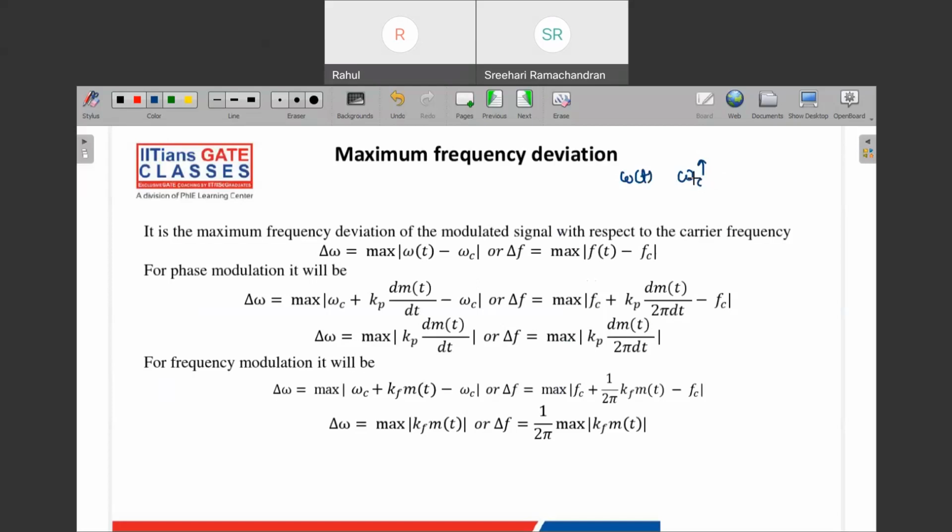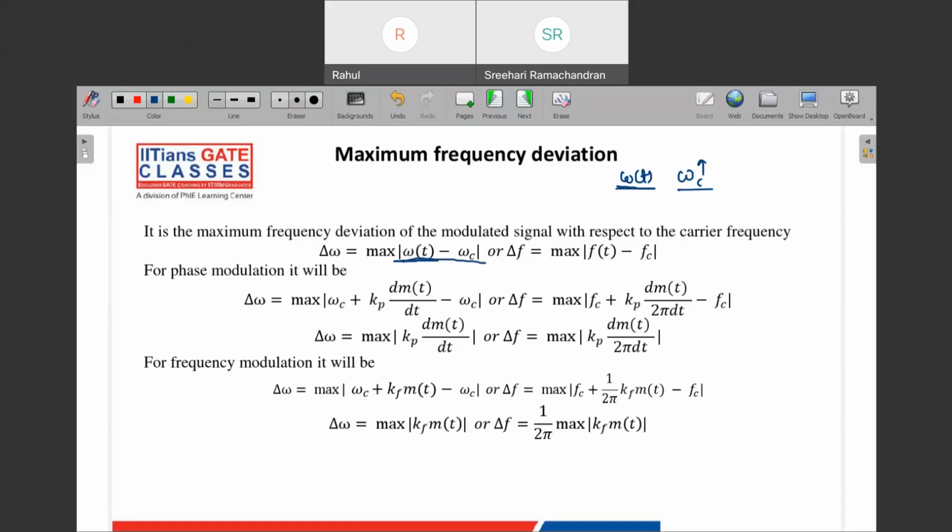Now the maximum frequency deviation is given as the deviation of the instantaneous frequency with respect to omega c, and when this deviation is maximum, we call it the maximum frequency deviation. So the case when the instantaneous frequency has the most deviation with respect to omega c, that we call the maximum frequency deviation. So this is the general case.